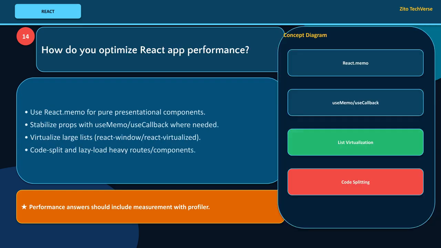Moving on to performance. How do you optimize React app performance? Key strategies include using React.memo for pure components, stabilizing props with useMemo or useCallback, virtualizing large lists, and implementing code splitting for heavy routes. Always measure impact using the React profiler.